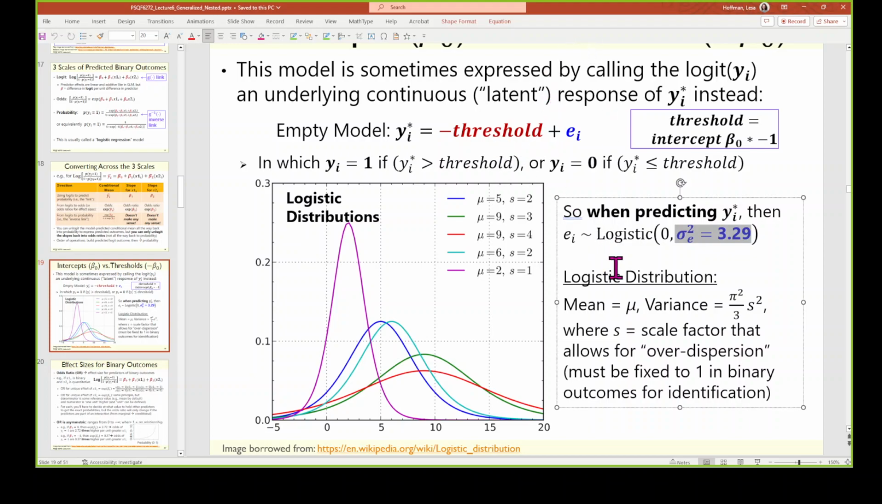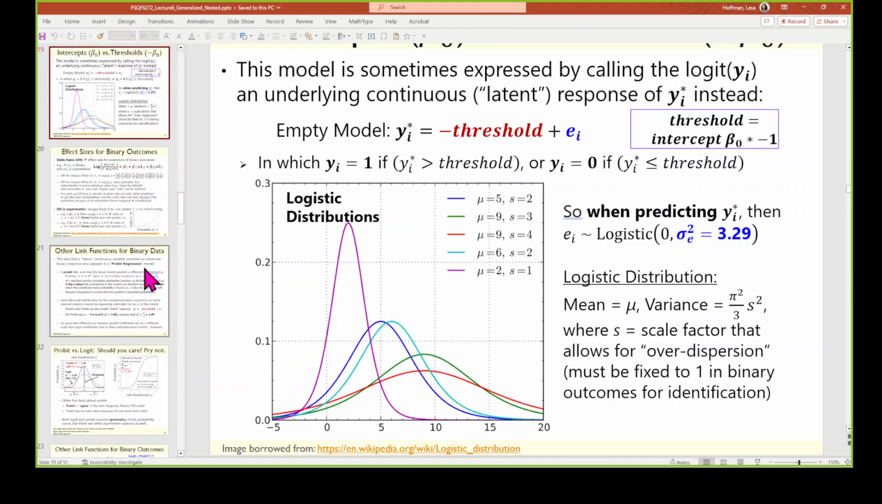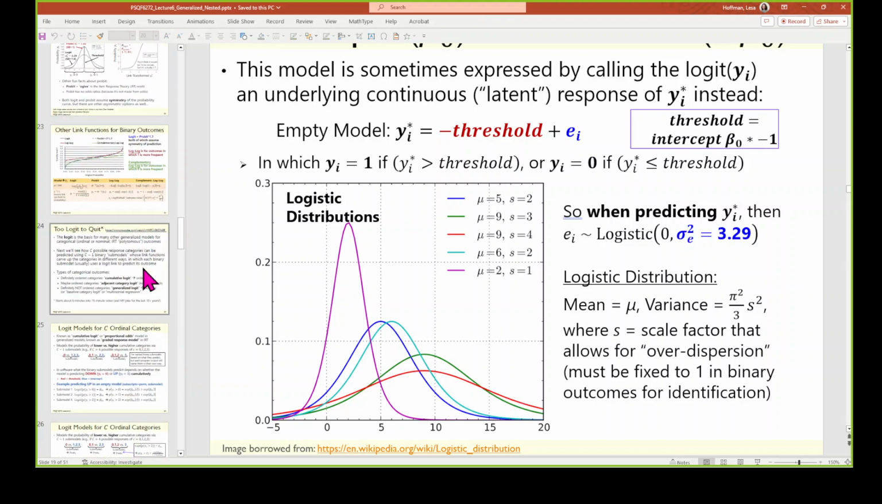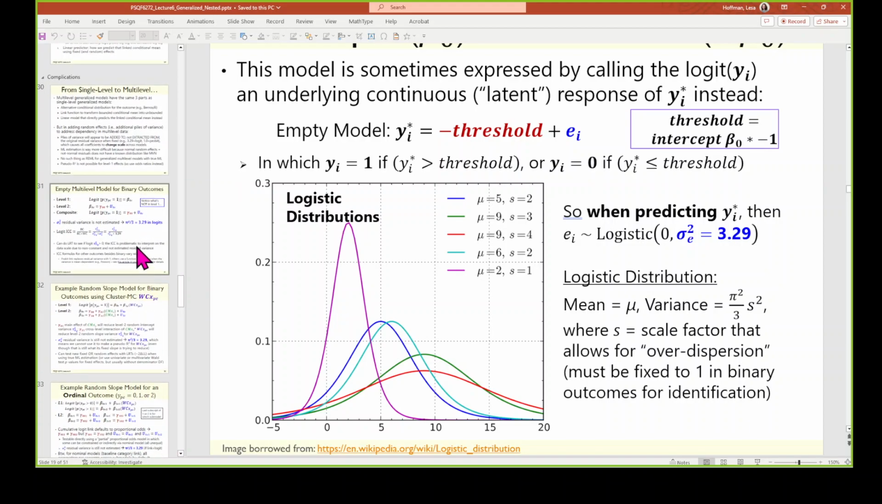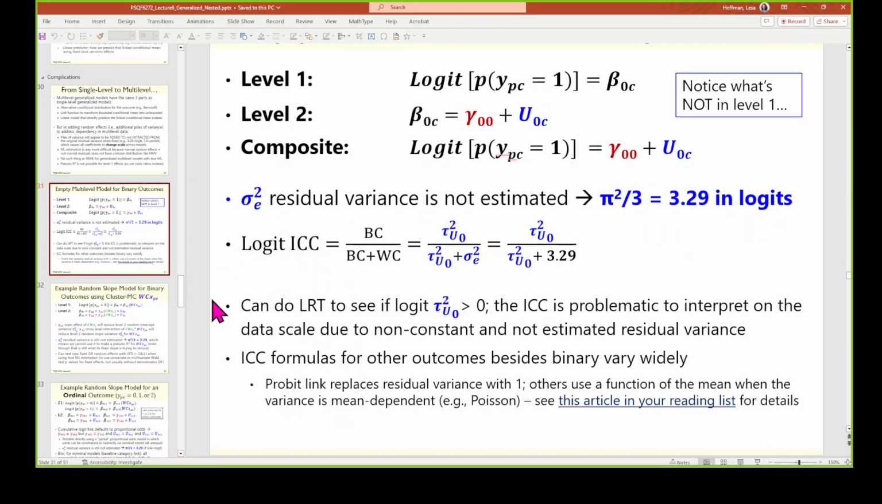So level 2 is not the problem. It's level 1. Do you remember the difference in terms of how we talk about the fixed effects? We started talking about that a little bit last time. Let me get to something about that.